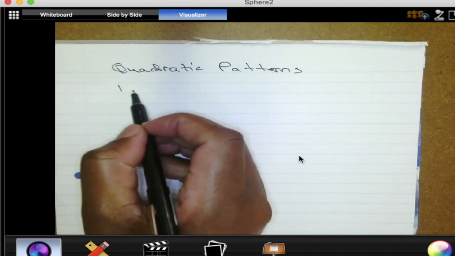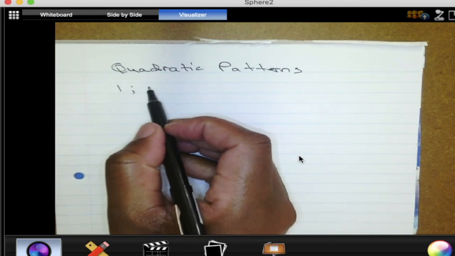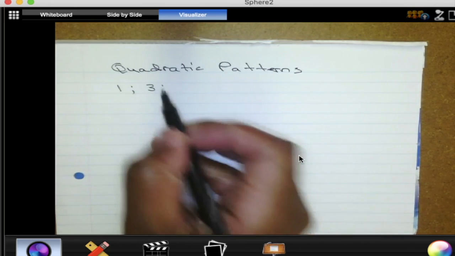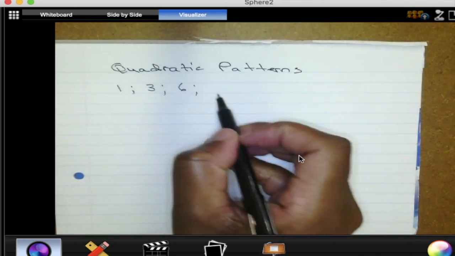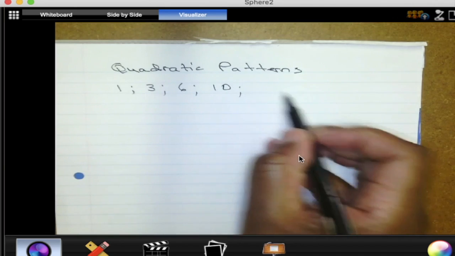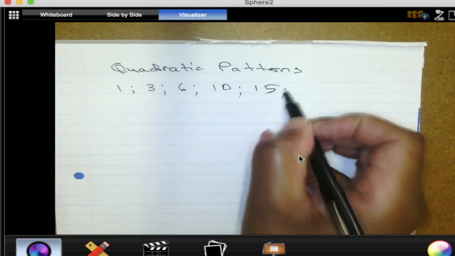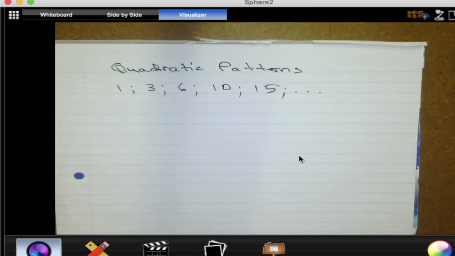There was 1, then 3, then 6, and then 10, then 15. We can stop there. Right. These are called triangular numbers.